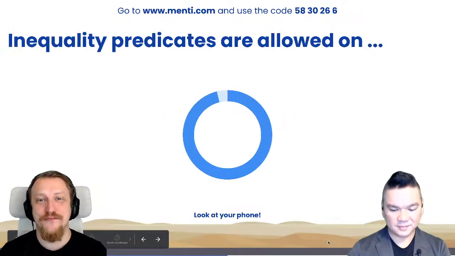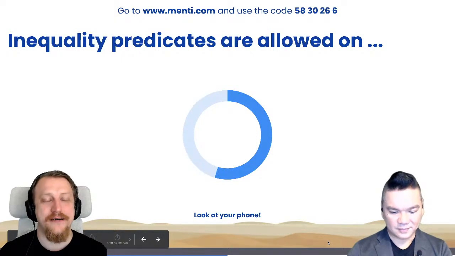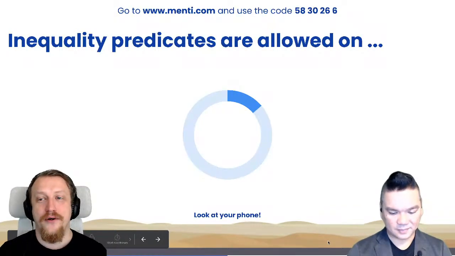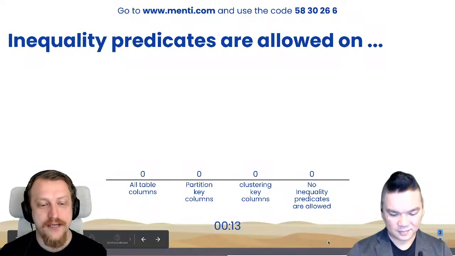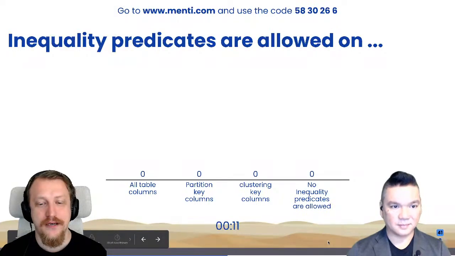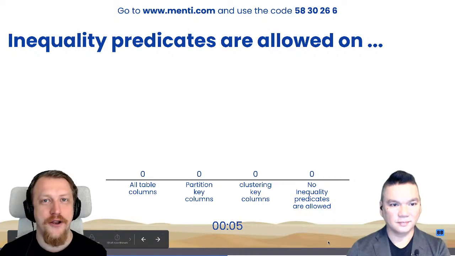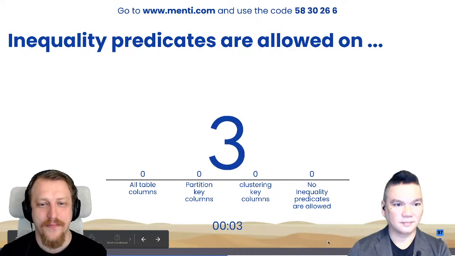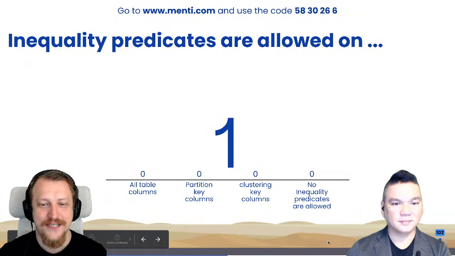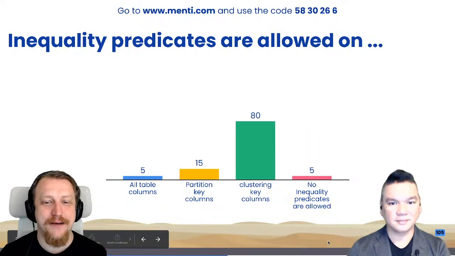Answer fast to get more points. Inequality predicates are allowed on all table columns, partition key columns, clustering key columns. No inequality predicates are allowed. None of them. So 1 second to go and time is up.